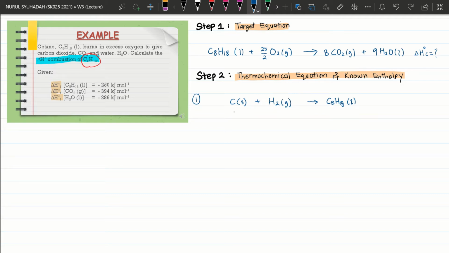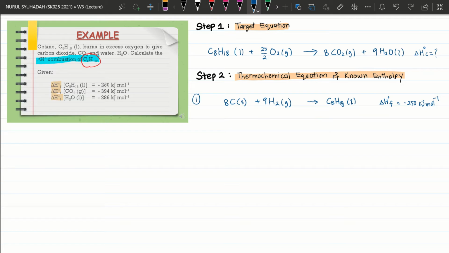Then you need to make sure that your equation is balanced. So you will have 8 carbon over here, and then you will have 9 hydrogen. And you will not stop here, because the equation that you need to write down is a thermochemical equation. So at the end of the balanced equation, write ΔHf° exactly as given to you, negative 250 kilojoule per mole. So that will be the first thermochemical equation.